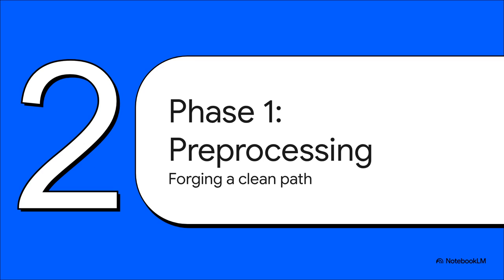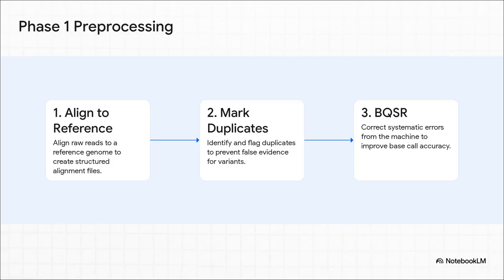Okay, that brings us to Phase 1, pre-processing. This whole stage is about forging a clean path forward from all that raw data. I mean, you can't find real genetic variants in messy data any more than you can build a solid house on a shaky foundation. This part is just absolutely crucial. So this whole pre-processing thing really boils down to 3 key steps. First, we have to align all of our reads to a reference genome. Second, we need to hunt down and mark any duplicate reads. And third, we do this really clever thing called base quality score recalibration. Let's break each of those down.